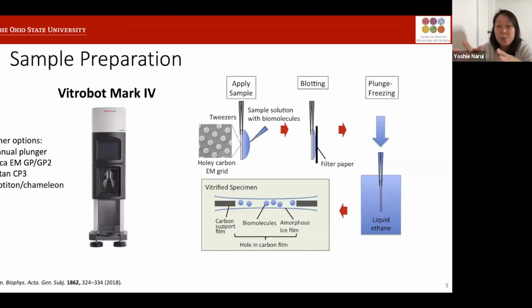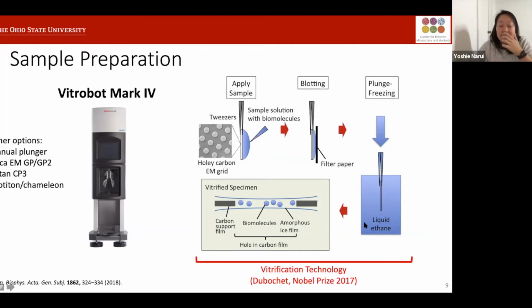And then, as I said before, I wanted to emphasize that once the sample is frozen, it needs to stay frozen, or at cryogenic temperatures, all the way through to data collection. So from this point forward, everything will be kept in liquid nitrogen. The other thing I wanted to point out is that this whole process of vitrification was developed by Jacques Dubochet, who, along with Richard Henderson and Joachim Frank, won the Nobel Prize in 2017 for cryo-EM. So this part of the process is actually very important to getting cryo-EM to work.